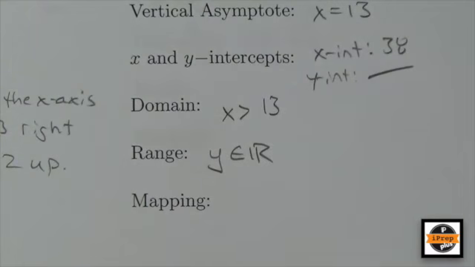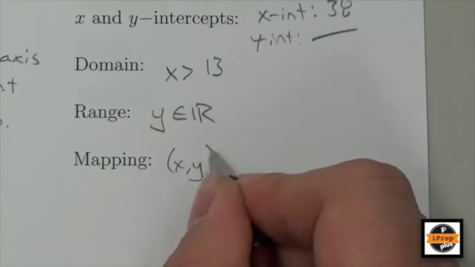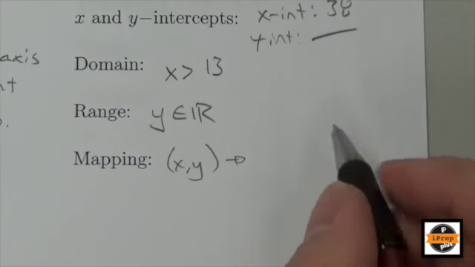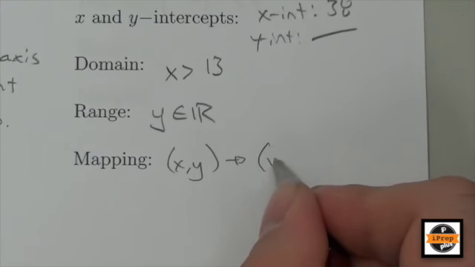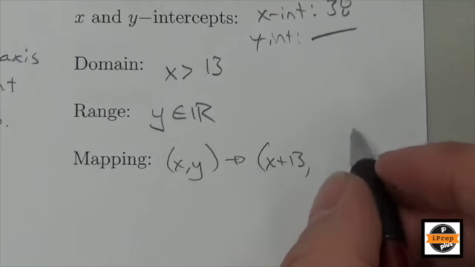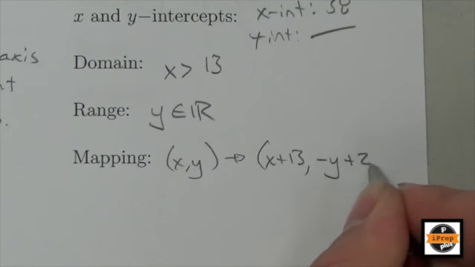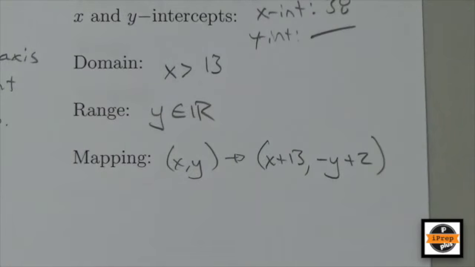And since we've identified the transformations here earlier, identifying the mapping is pretty straightforward. It's just a matter of interpreting that. We have moved the thing 13 units to the right. There has been a vertical reflection and a vertical translation 2 up. And there you go. A lot going on in this question. Good question.